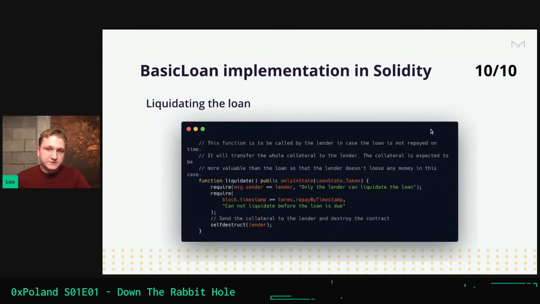Liquidating the loan. This function is called by the lender to liquidate whenever the loan is not paid. And we don't need to sue anyone or do anything complex. We just call this function, and the whole collateral is put back to the lender, so the lender doesn't lose any money.